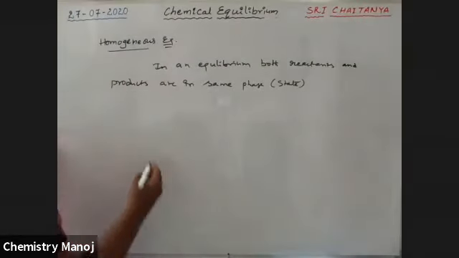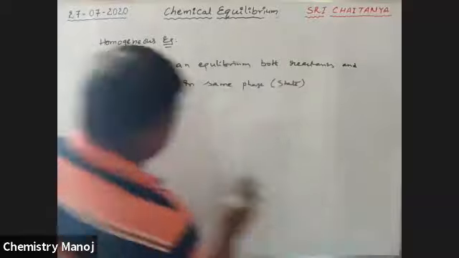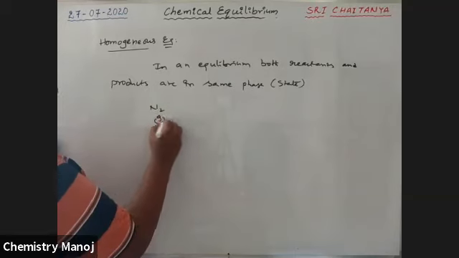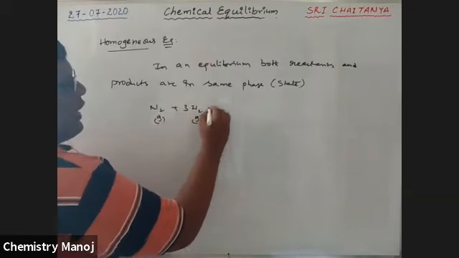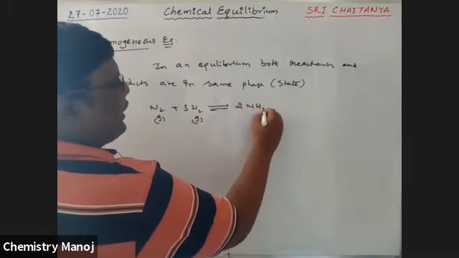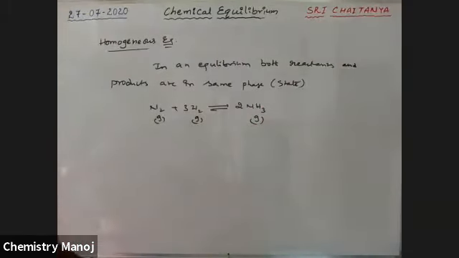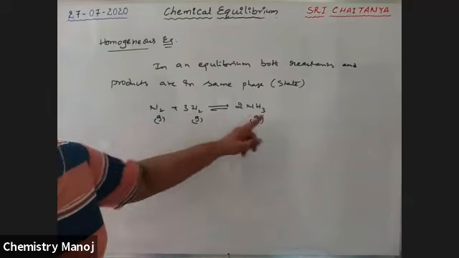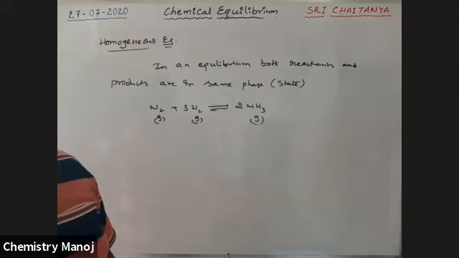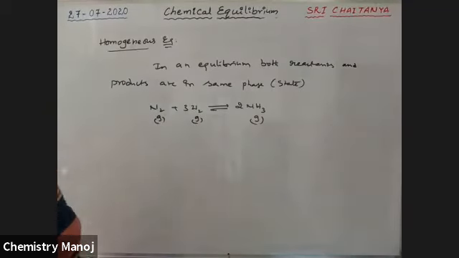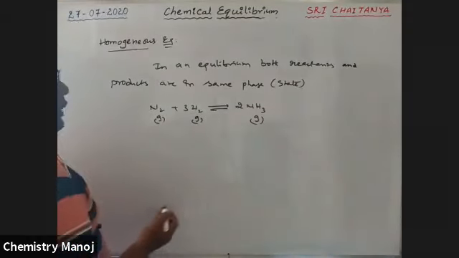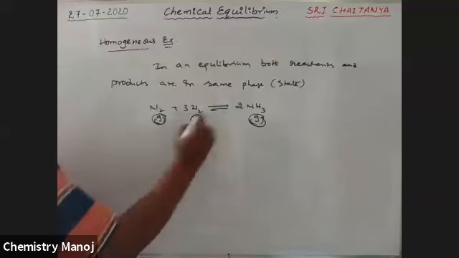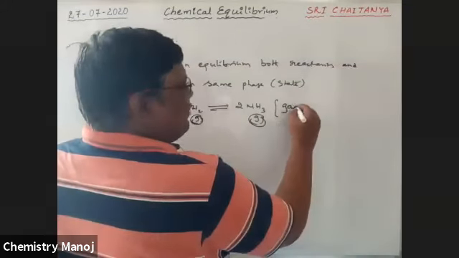See here. N2, it is a gas, plus 3H2, it is also a gas, is reversible with 2NH3, it is also a gas. But is there any change in the formula of the compound from reactants to products? Here N2, here H2, but it is NH3. But it is in gaseous state, so it is a chemical equilibrium, but a gas phase equilibrium.